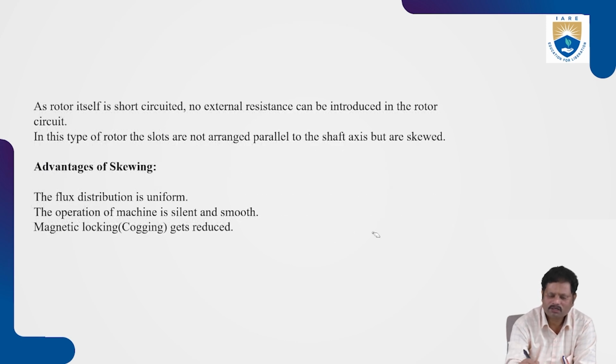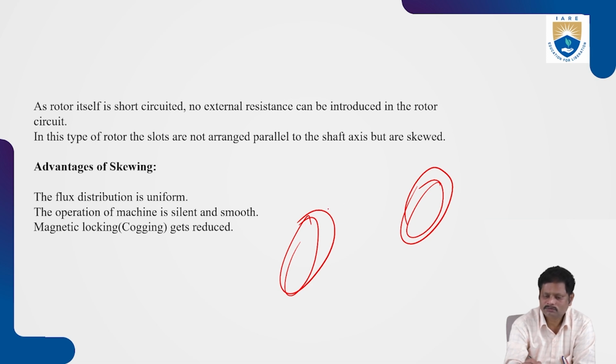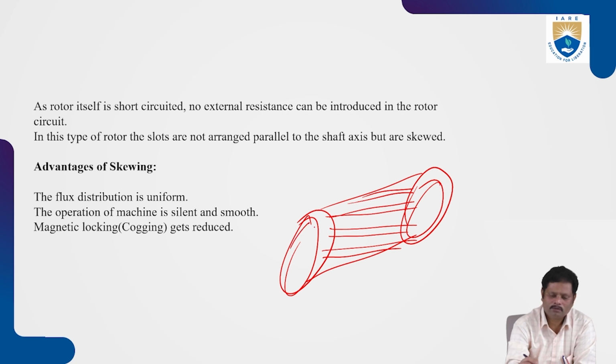Here, the rotor bars are placed skewed instead of parallel, at some angle. It is called skewing. So it reduces the magnetic locking. Because of magnetic locking, at start the motor refuses to start. So to reduce that, we have given some angle to the rotor bars. So this is called skewing.